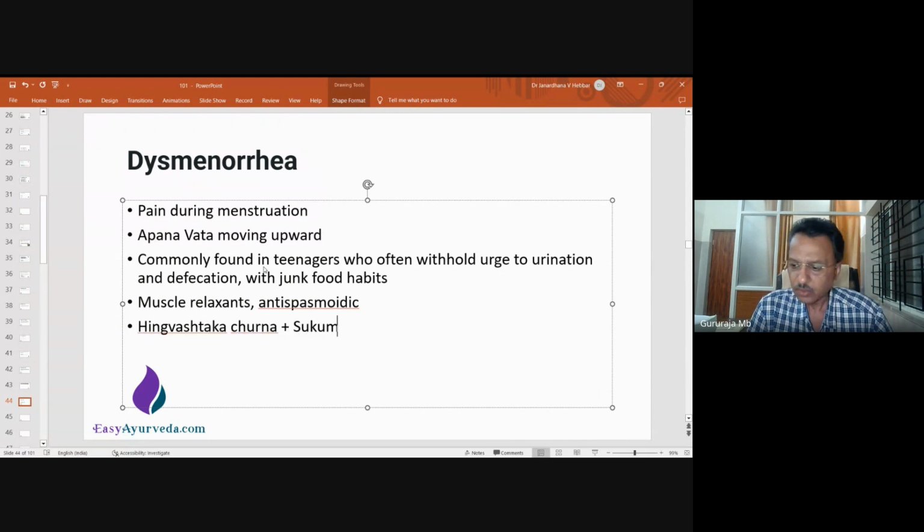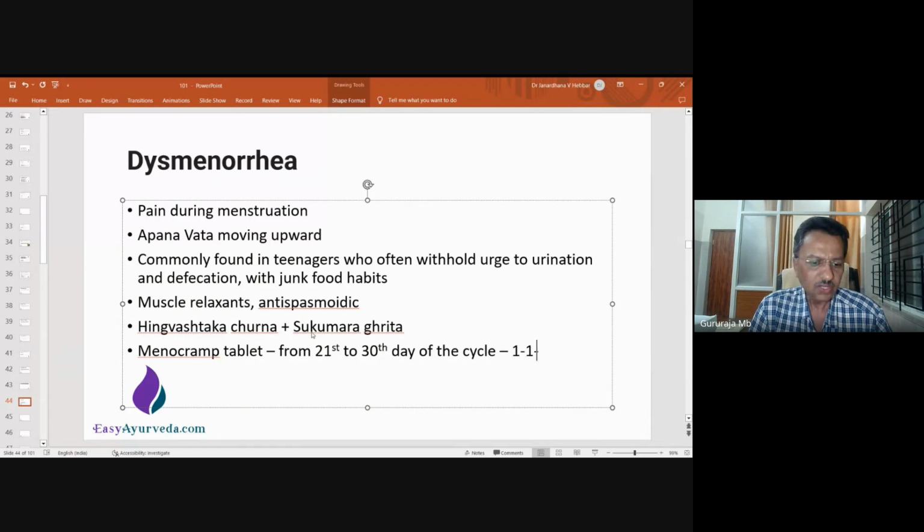And many times I use that Menocramp tablet. It also gives very clear pain relief. Usually I start from 3 tablets per day, morning 1, afternoon 1, night 1, after the food, on the 21st day of the cycle till the 31st day of the cycle. So continuously you need to take it. When it is taken continuously, usually during the period time, the female will not have any problem as such, and she will have a very good, easy menstruation.